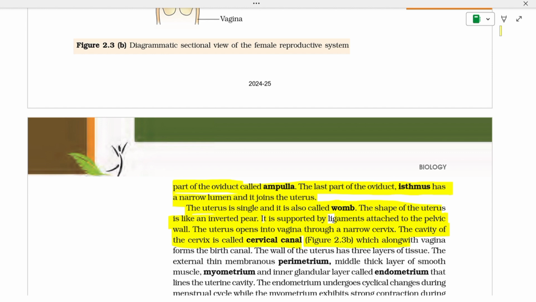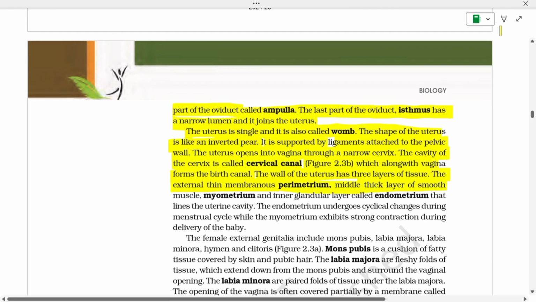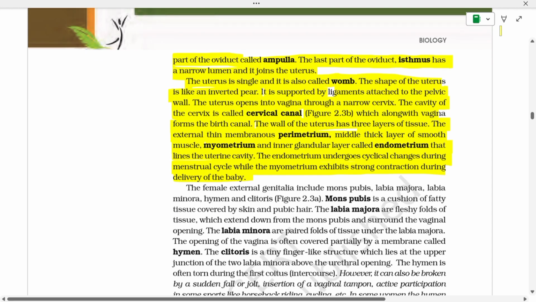Figure 2.3b, which along with vagina forms the birth canal. The wall of the uterus has three layers of tissue: the external thin membranous perimetrium, middle thick layer of smooth muscle myometrium, and inner glandular layer called endometrium that lines the uterine cavity. The endometrium undergoes cyclical changes during menstrual cycle, while the myometrium exhibits strong contraction during delivery of the baby.